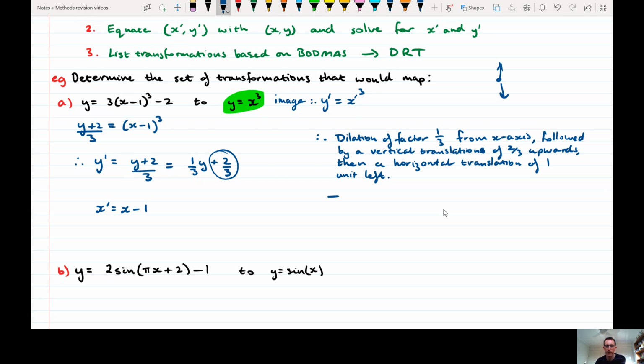You could do it in list form. You could do dilation of 1/3, then vertical translation, then horizontal translation. The horizontal translation and the vertical translation, the order doesn't matter. We've done dilations first, and then we've done translations. Let's continue on to the next one.